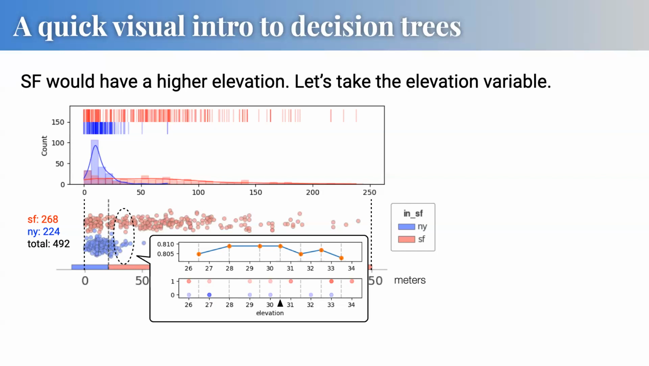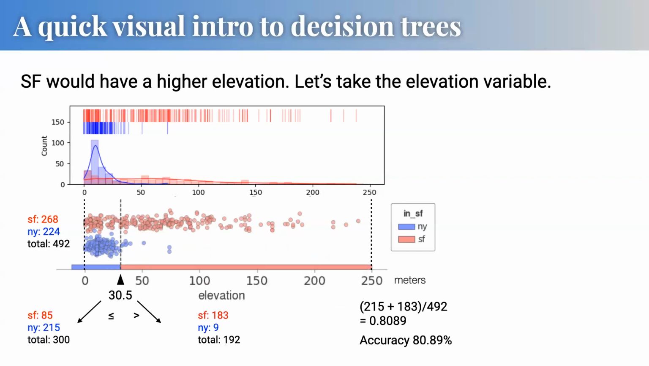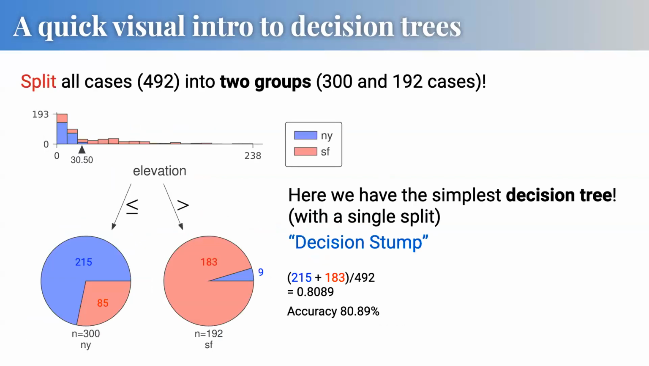So if we split here, then the accuracy is the best by one split by elevation, up to 80%, which might be good for now. And this is actually what the decision tree algorithm did. So we pick one variable and search for a split, split into two groups, and then we can get the prediction. It's very simple, right?